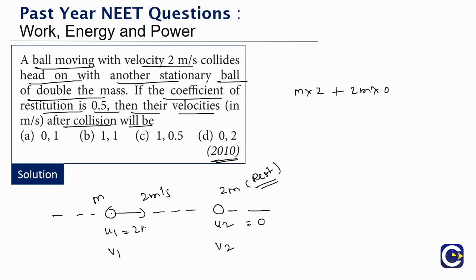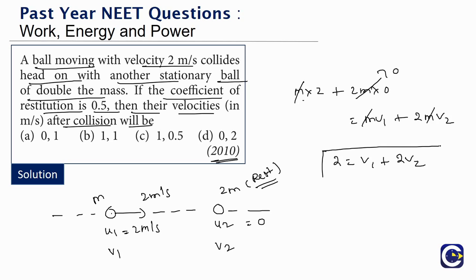u1 value is 2 meter per second. This should be equal to the final momentum, which is, for the first ball, m into v1, plus for the second ball 2m into v2. So what do we have on both sides? We can cancel m. So 2 is equal to v1 plus 2v2. This is an equation in terms of v1 and v2. Let us call it equation 1. Now because there are two variables, we should get one more equation, then only we can solve for the values of v1 and v2.